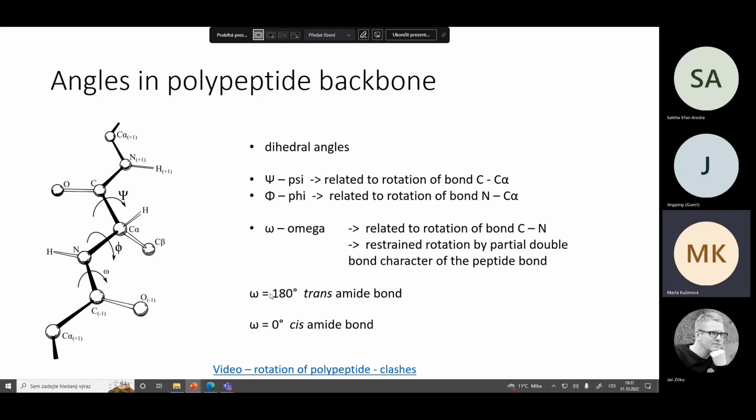And there are two other dihedral angles. It's the psi angle, this sign, which relates to the rotation of the bond between the carbonyl carbon and the alpha carbon. And there is another dihedral angle that can be measured, the phi angle, which relates to the rotation of the bond from alpha carbon to nitrogen.